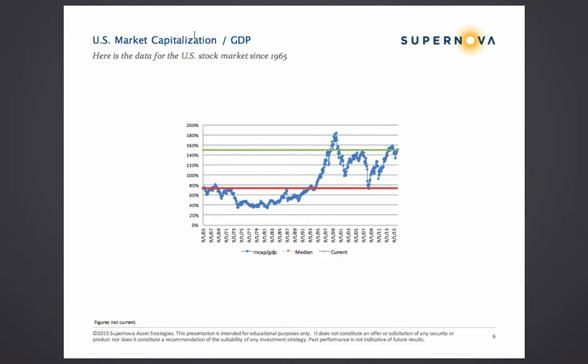Here is data on the market capitalization to GDP for the U.S. stock market since 1965. The blue line denotes market cap to GDP. The red line shows the median, and the green line shows where we are today.